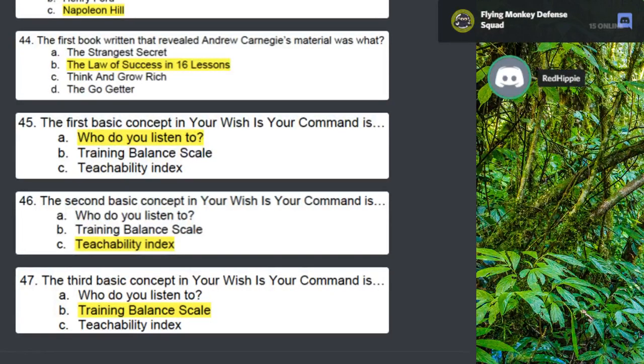What are the 4 steps of learning? Unconscious incompetence, conscious incompetence, conscious competence, and unconscious competence. Woohoo!